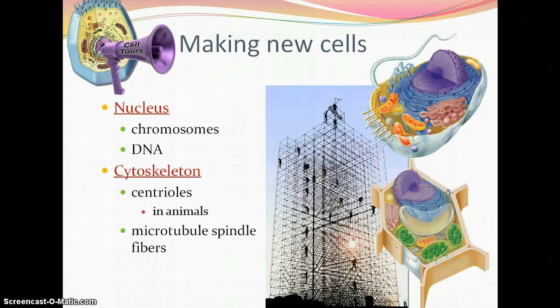To quickly review some of the structures of the cell that are involved in cell division, we start with the nucleus, which again contains chromosomes and DNA. And then we also have to include the cytoskeleton, which has a key role in cell division. In particular, the centrioles, which are part of the cytoskeleton, and also the microtubule spindle fibers that make up the spindle that pulls apart chromosomes during cell division.